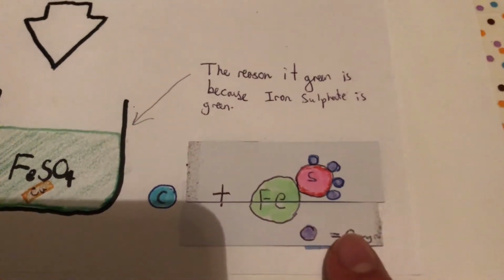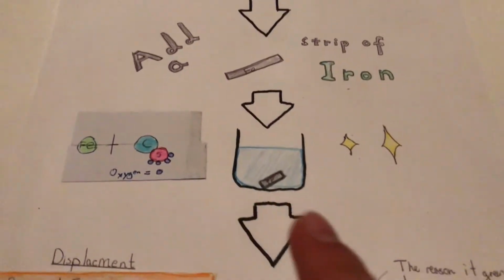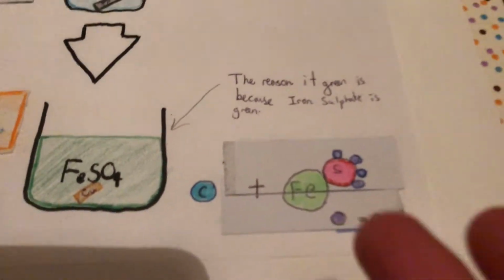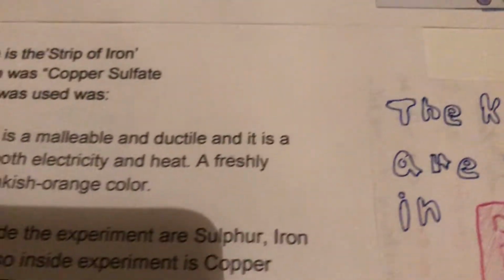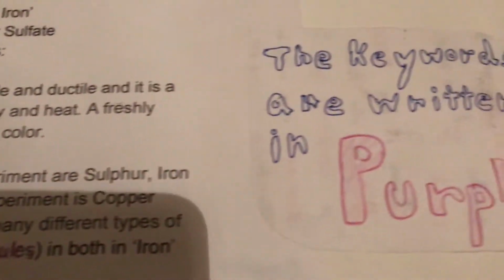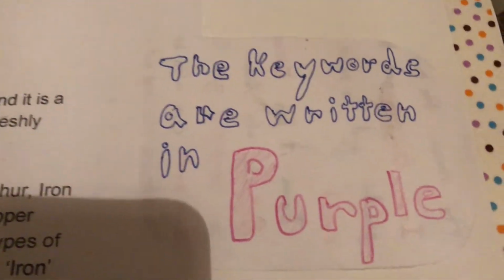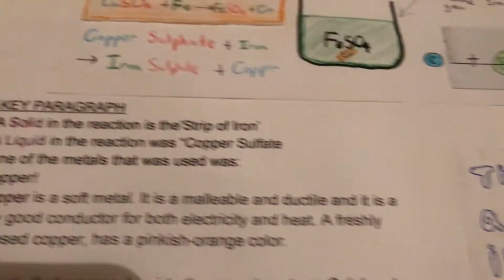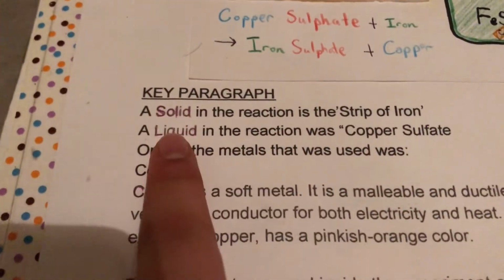This is once again the atomic diagram, and I always like to put the atomic diagram because it shows the teacher that you do know what's going on, and you know what you're talking about, and you know what's happening at an atomic level. And in my criteria there was a section that said you should include all the keywords, and I made it very clear by writing them all in purple.